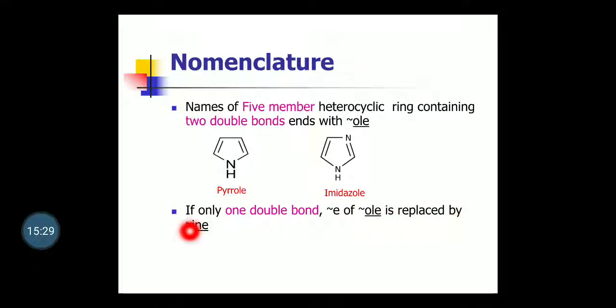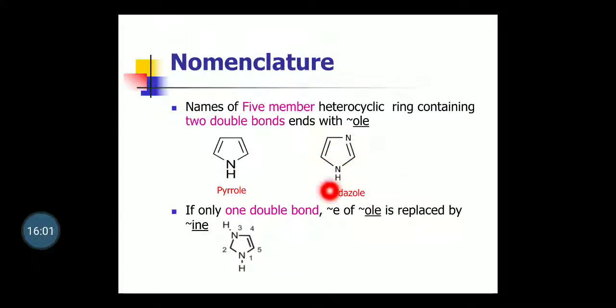Next, the second rule of naming: if there is only one double bond, then the E of OLE is replaced with INE. Meaning, if it is a 5-membered ring and instead of two double bonds there is only one double bond, then from this OLE, the E gets replaced with INE. E of OLE is replaced with INE. We'll see this example. We can compare this ring and this ring. Mostly the relative position is the same, nitrogens at 1 and 3, 1 and 3.